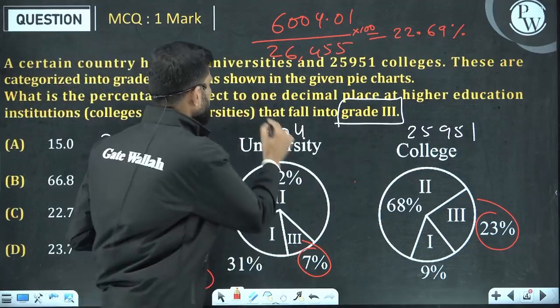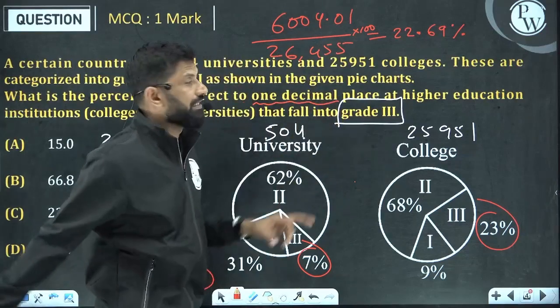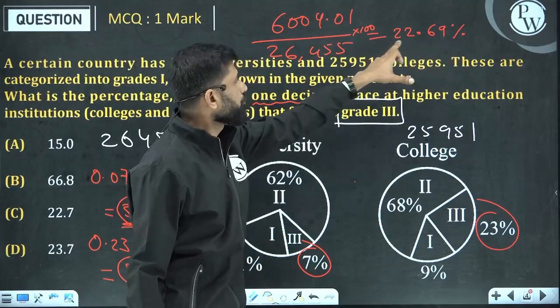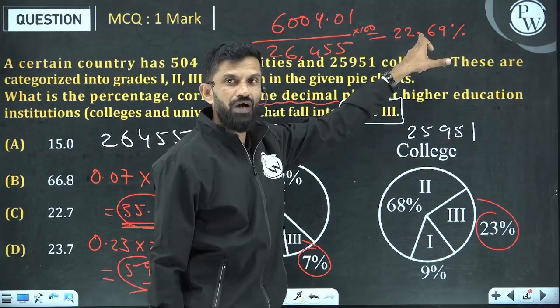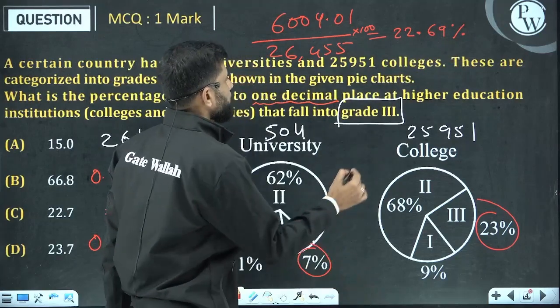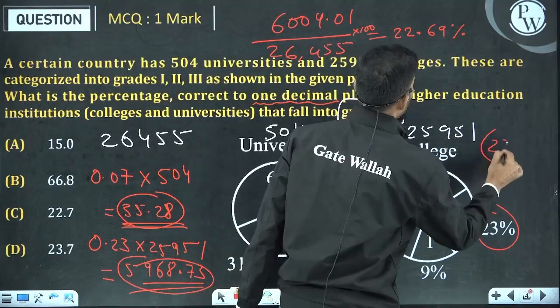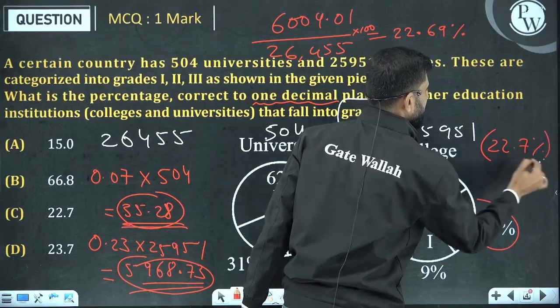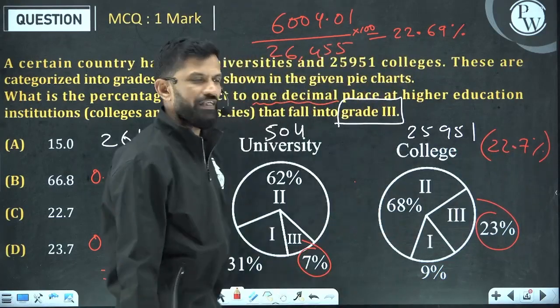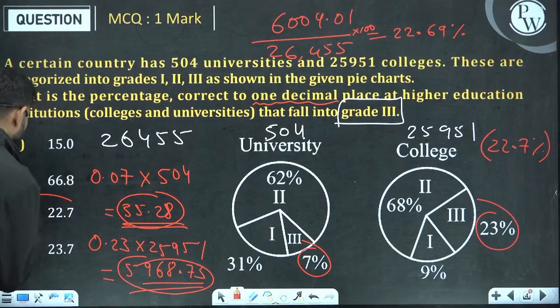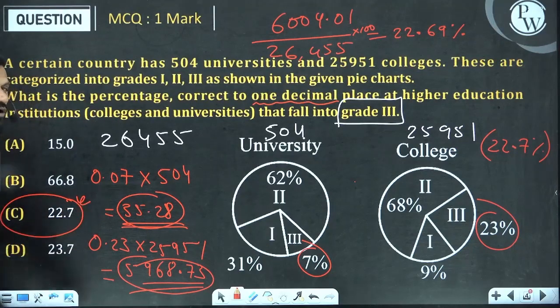But they actually mentioned that you have to give the percentage correct to 1 decimal. You have to mention it in 1 decimal only. Here we are getting 2 decimals. So if you remove this 9, you have to add 1 here. So it will be 22.7%. Up to 1 decimal, it will become 22.7%, which is actually given in option C over here.